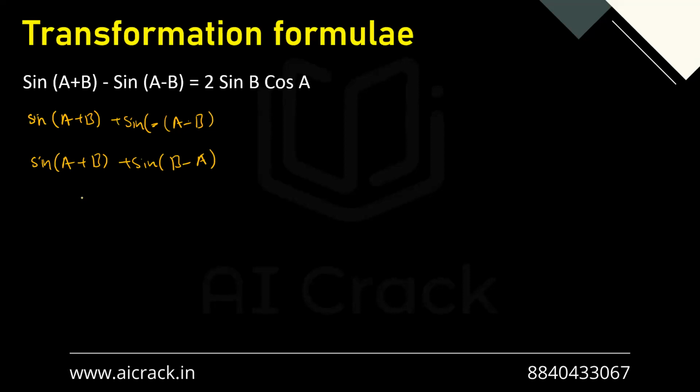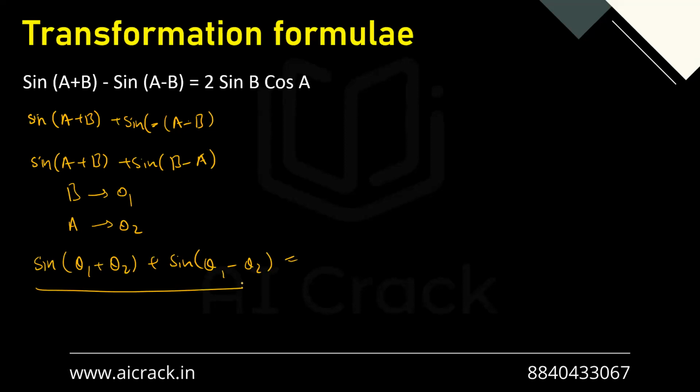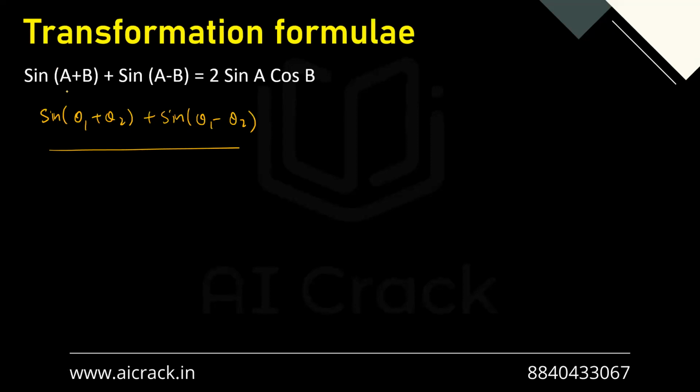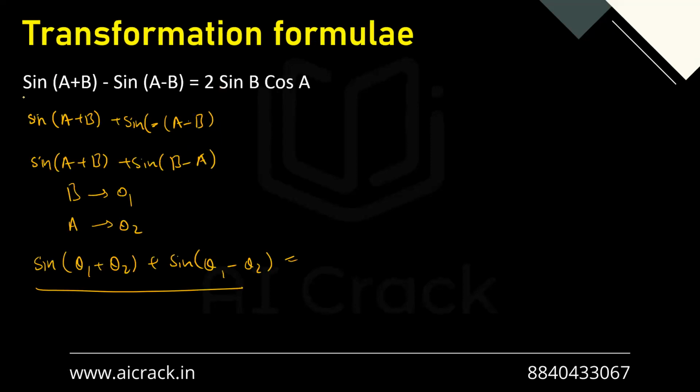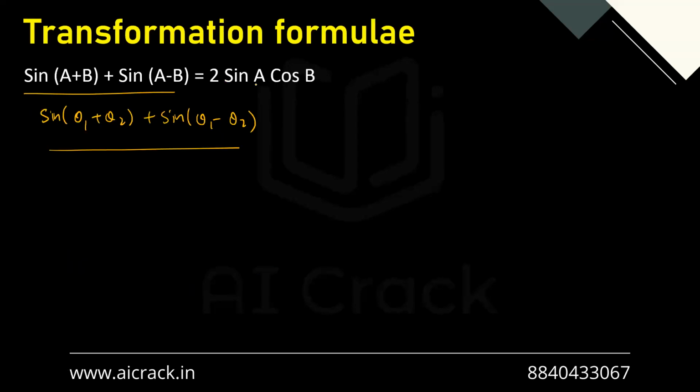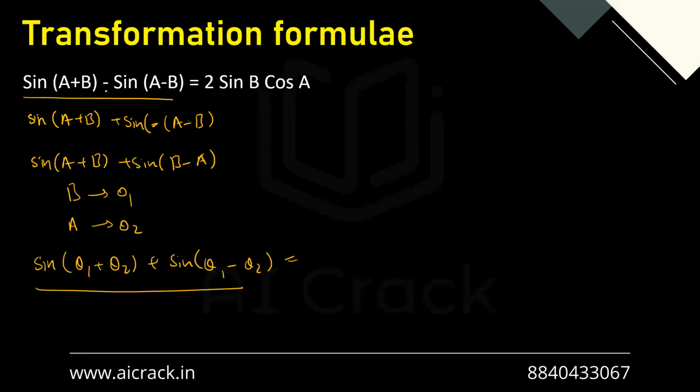Now let's replace b with theta 1 and a with theta 2. Okay. Now b is theta 1 and a is theta 2. So what we are getting over here is sine of theta 1 plus theta 2 plus sine of theta 1 minus theta 2. Now we saw that this format is exactly same as this format, right? Only thing is we have replaced a with b over here because we had a minus sign over here.